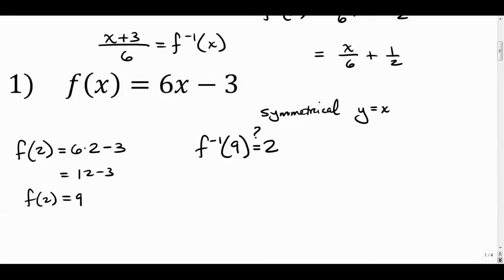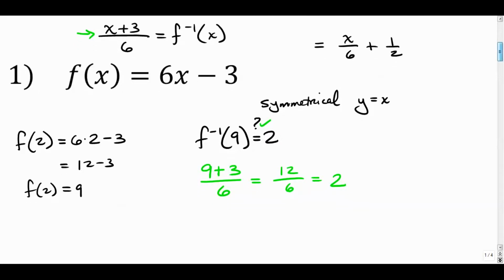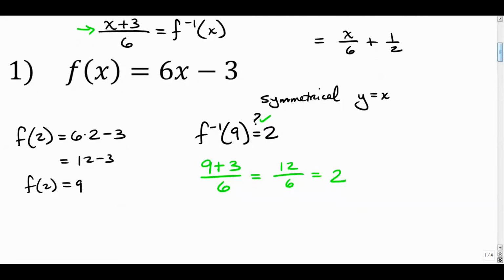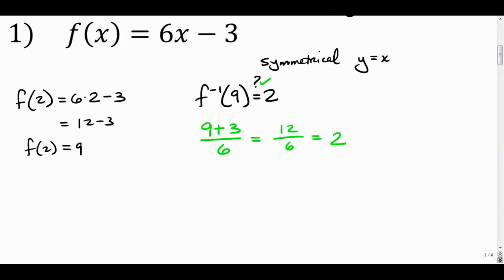So now let's plug in 9 up here. So we get 9 plus 3 over 6. 9 plus 3 is 12, over 6 is 2. It's confirmed. So algebraically, we can see that f of x and f inverse undo each other. The other way of checking this, I told you there were two ways, is to compose f with its inverse, and when you compose f with its inverse, you should get x. So let's try that.